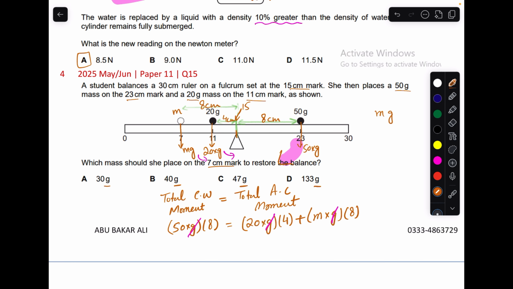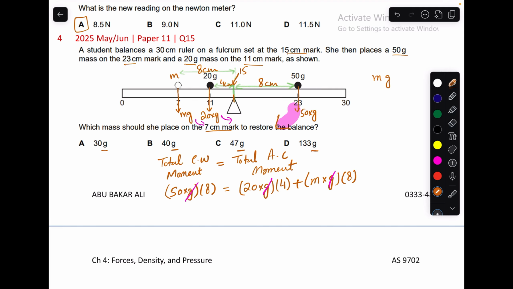So what we have to do: 50 into 8 is equal to 20 into 4 plus m into 8. So m is 50 into 8 minus 20 into 4, divided by 8. That will be your mass, and that will be 40 grams. So B is the answer.